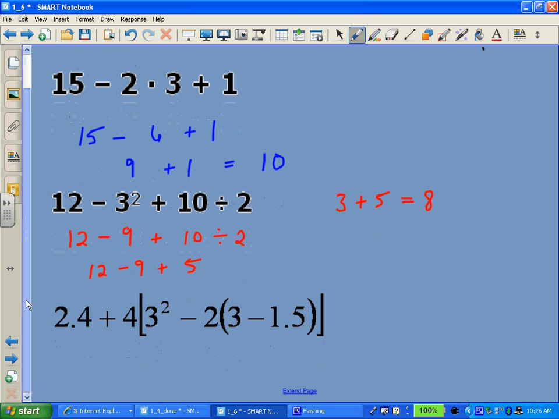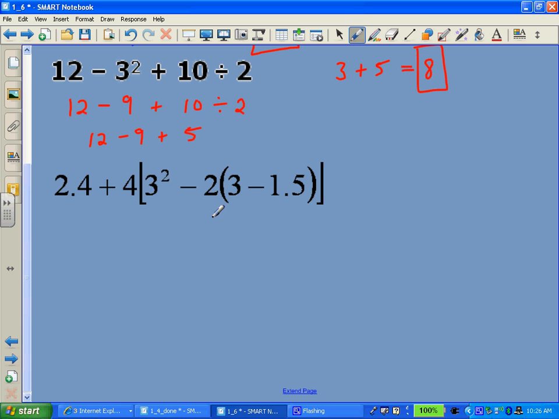Let's look at a little more complicated one here. Alright, so you see here I have parentheses and I have brackets. That's another grouping symbol. So I'm going to start inside here with the parentheses. So I have 2.4 plus 4. Just rewrite the rest of the problem. So 3 minus 1.5 is 1.5.